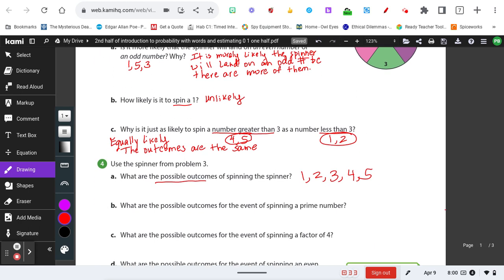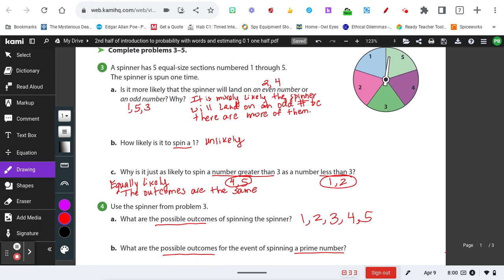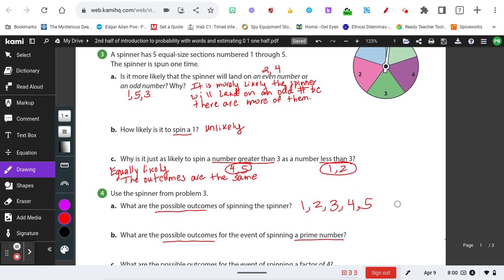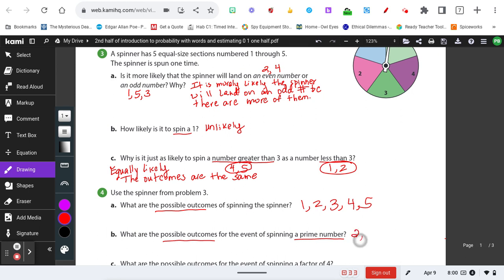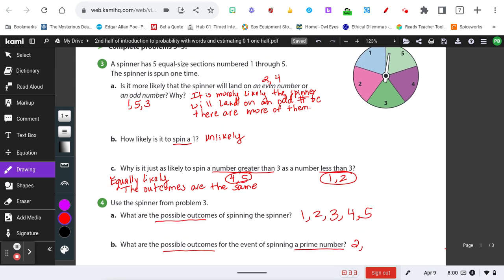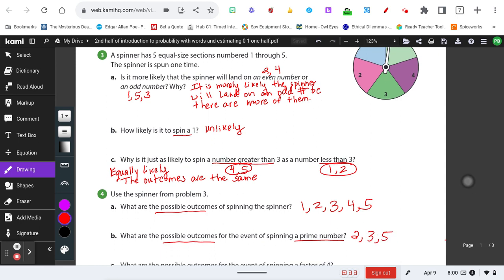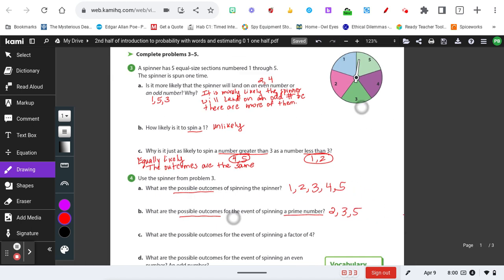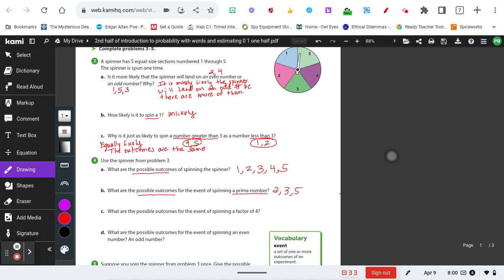What are the possible outcomes for spinning a prime number? Remember I told you 1 was neither prime nor composite. So let's look at the outcomes of prime. So the number of ways I can get a prime number would be 2, 3, and 5 from that spinner. Those are the prime numbers on the spinner. So that would be all the possible outcomes for landing on a prime number.